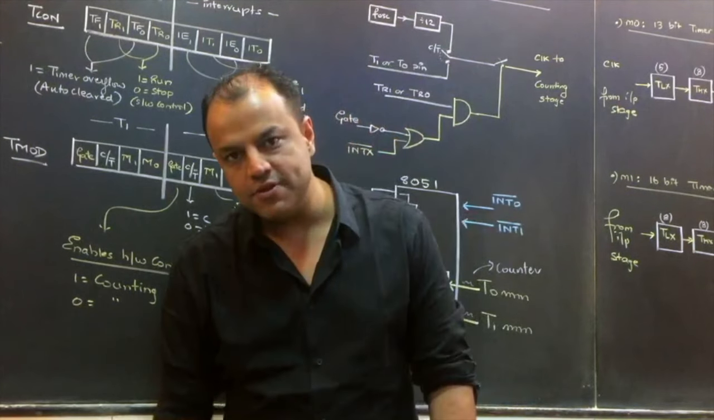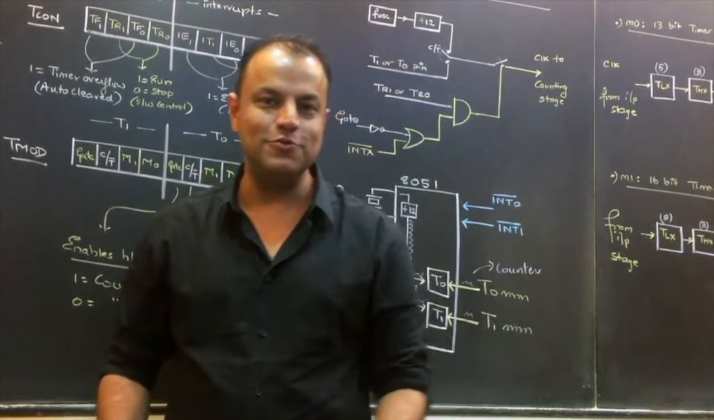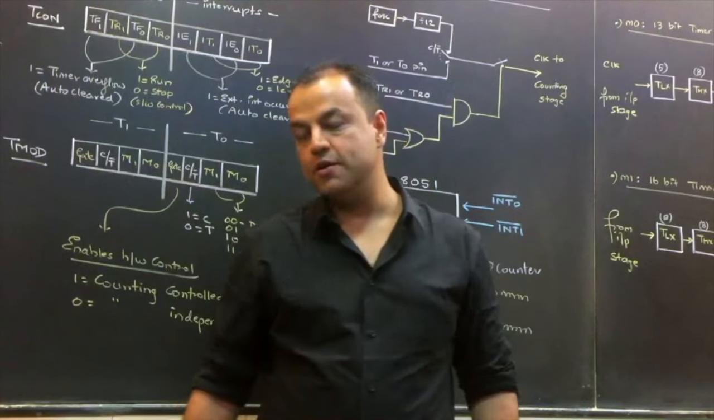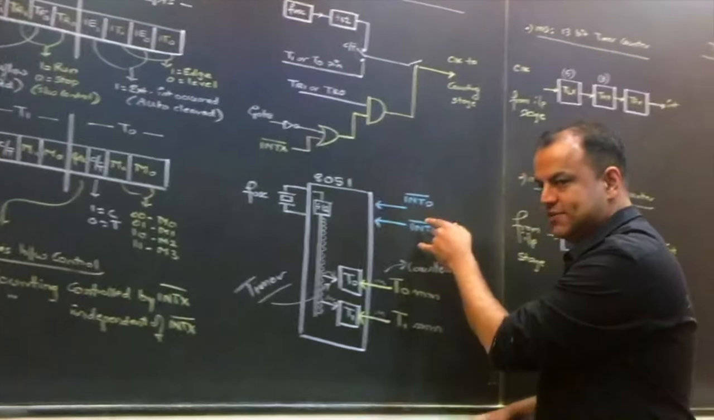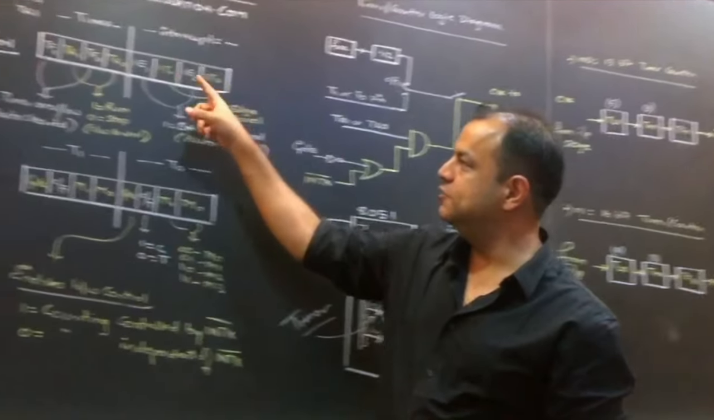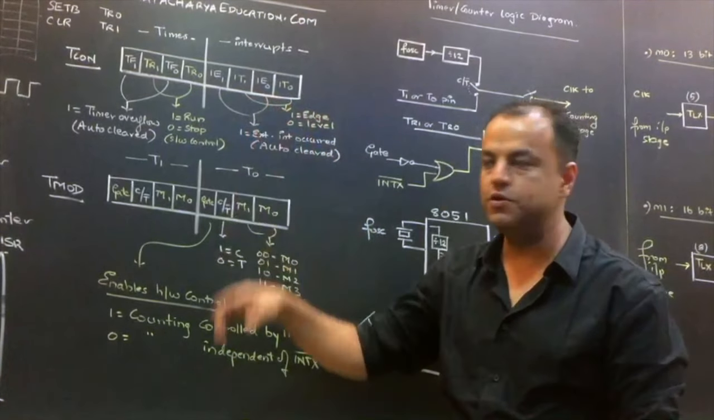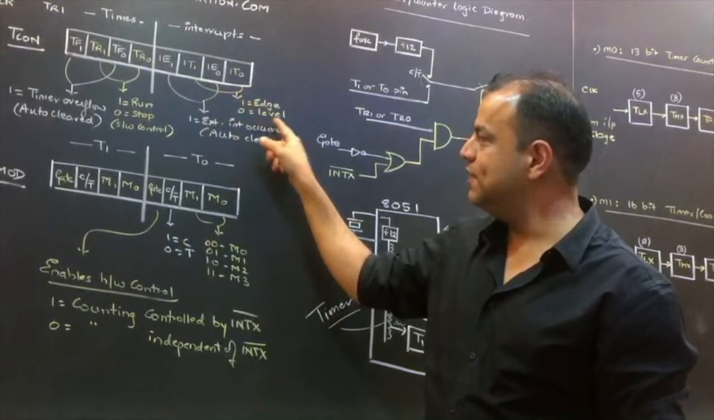So what is better? Edge triggered or level triggered? Both. Depending from situation to situation. Sometimes you like edge triggered, sometimes you like level triggered. So you as a programmer have the choice to decide whether these interrupts should be edge triggered or level triggered. If you keep these bits as 1 individually for whichever one you want, that means you are saying it is edge triggered. If you keep it as 0, it is level triggered.